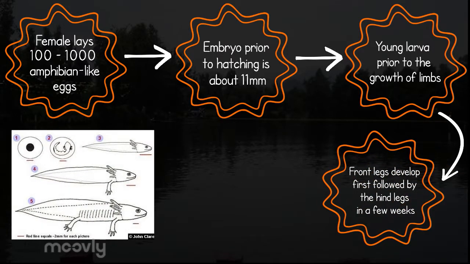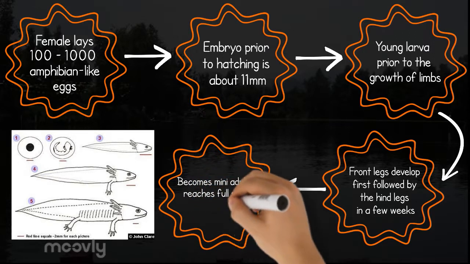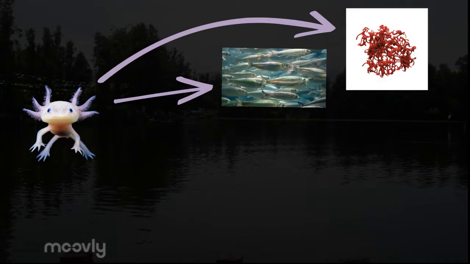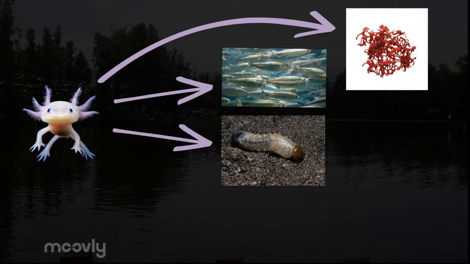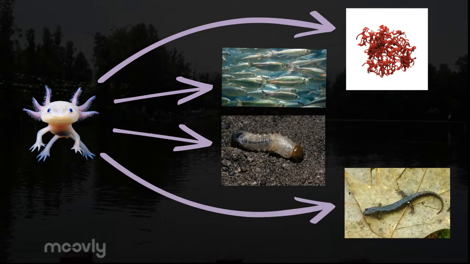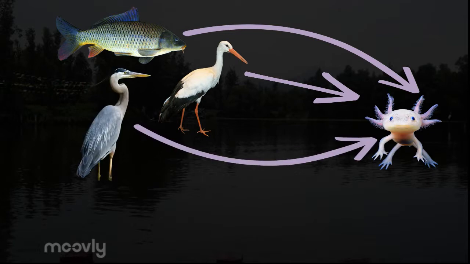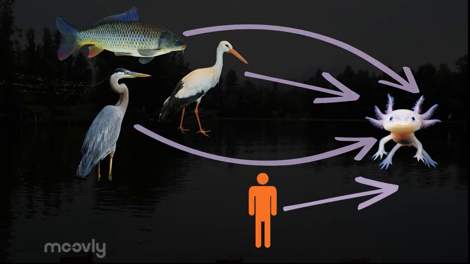In about 2 weeks, like other caudates, the front legs develop first, followed by the hind legs in a few weeks. It then becomes a mini adult, reaching full size in about 18 to 24 months, and the axolotls are active through the day and night, sitting at the top of their food chain because they eat anything they can catch or can swallow, such as bloodworms, small fish, crustaceans, insect larvae and mollusks, and smaller amphibians, including smaller axolotls. Predators include introduced fish such as tilapia and carp, birds like storks and herons, and unnatural predators like humans, which are the leading cause of the axolotl's decrease in population.